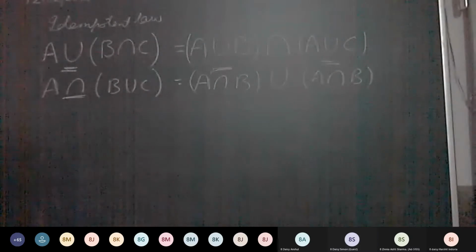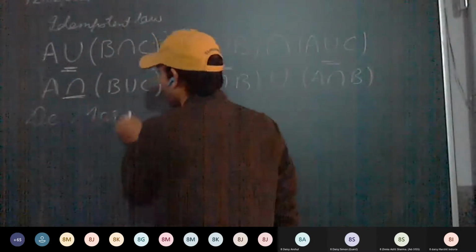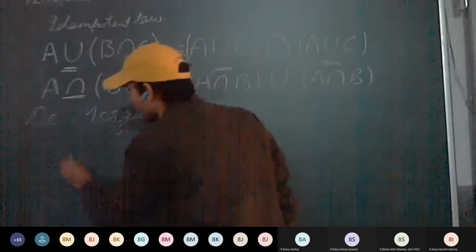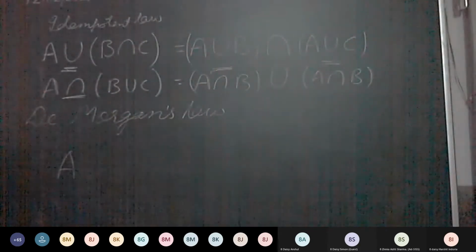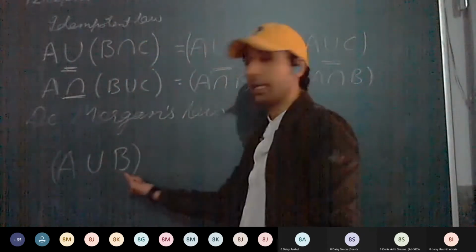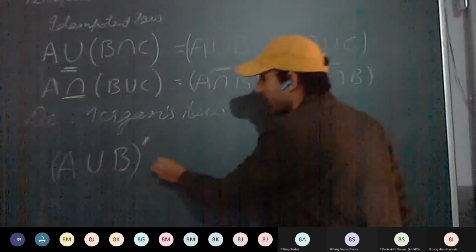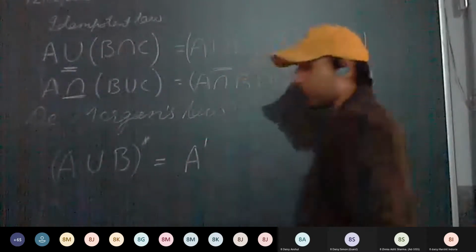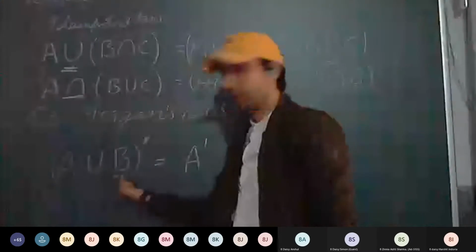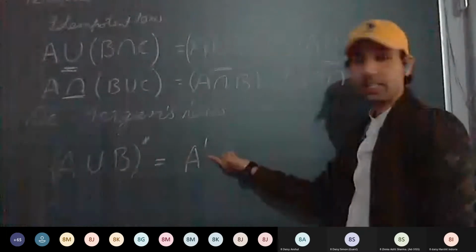Okay. Next is De Morgan's law. So here, for example, we are having first intersection or union. A union B will be calculated first, then taking its complement. See what we are doing on this side, the left hand side. First we are calculating A union B, then taking their complement. And here on the right hand side, what are we doing?